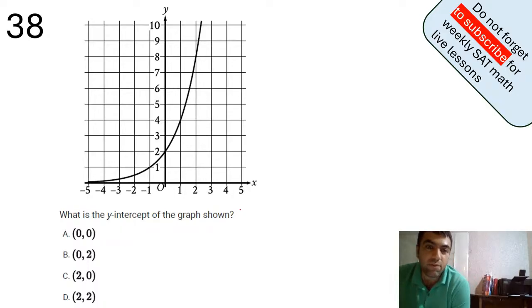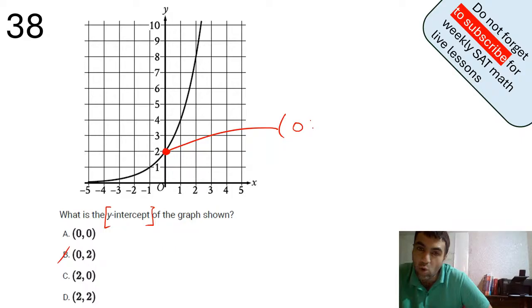What is the y-intercept of the graph shown? Mr. Shahin, y-intercept question. Answer it. Sahib says it is B. Shahin says B. Yes, Shahin. The y-intercept is this point, and the x coordinate is always 0, and the y coordinate is 2.